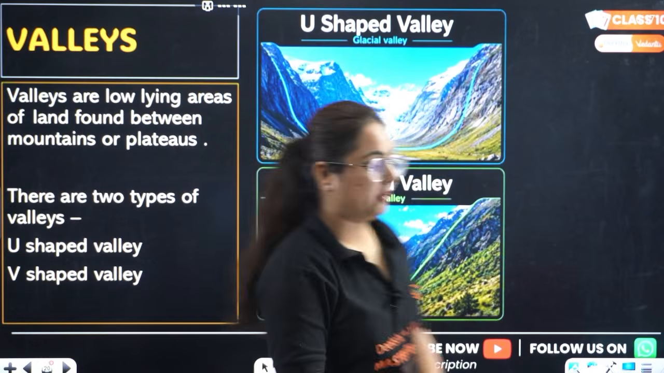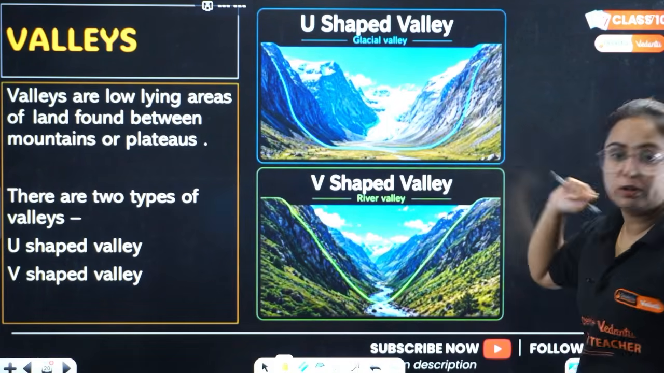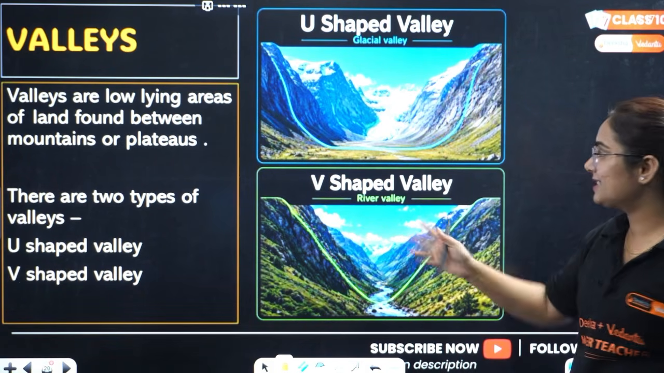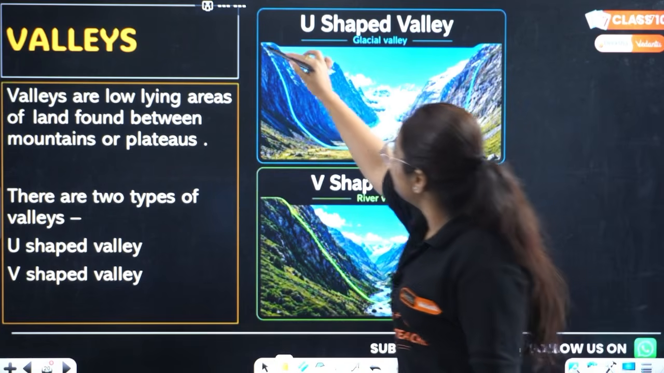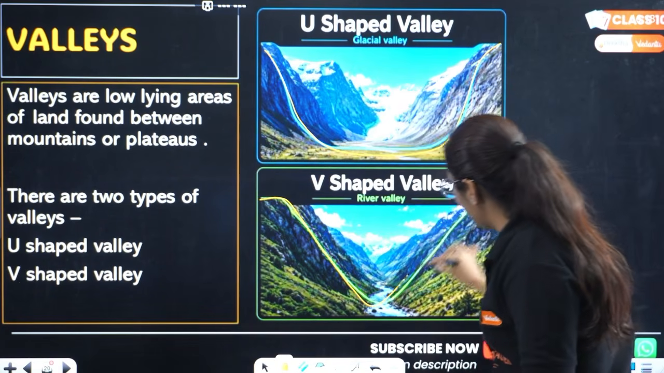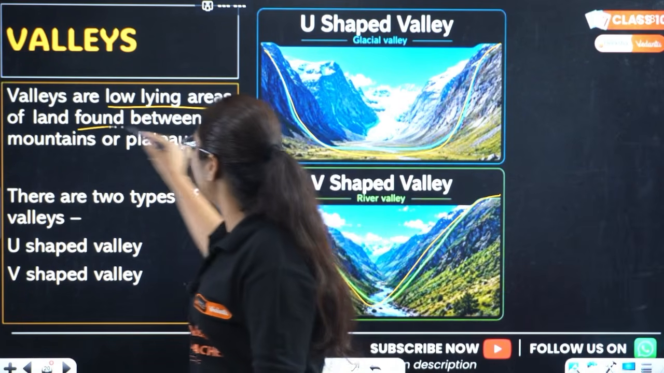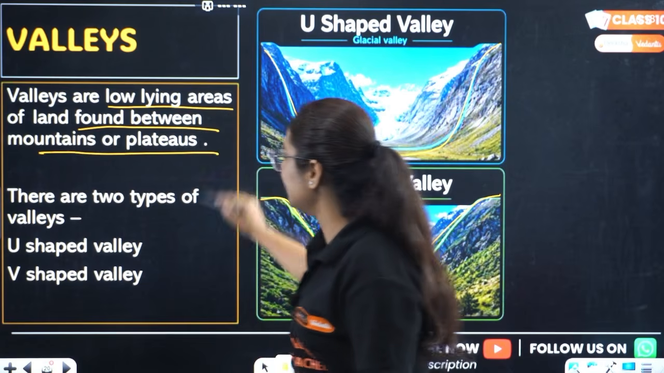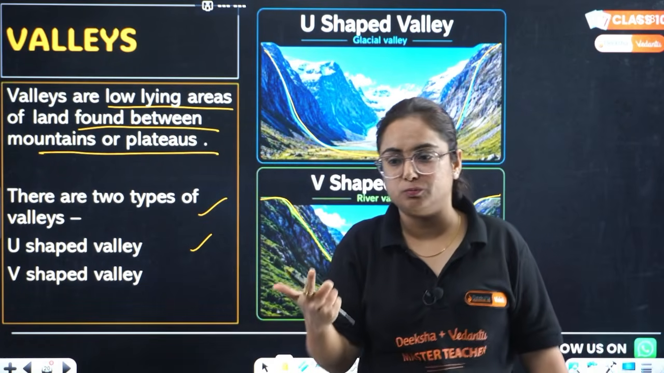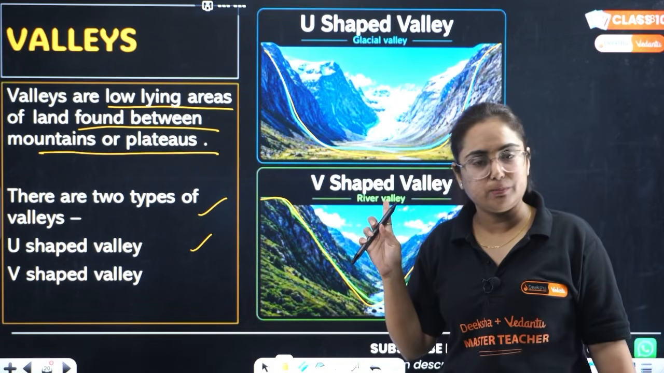Next is valley. By valley, when two plates move away from each other, what is formed? A valley between the mountains. Now valley is categorized by its shapes. Like see, this is forming a U-shaped valley. This is the formation of what? V-shaped valley. So valleys are low-lying areas of land found between mountains or plateaus. Two types are there, U-shaped valley or V-shaped valley. Get it, my dear student?